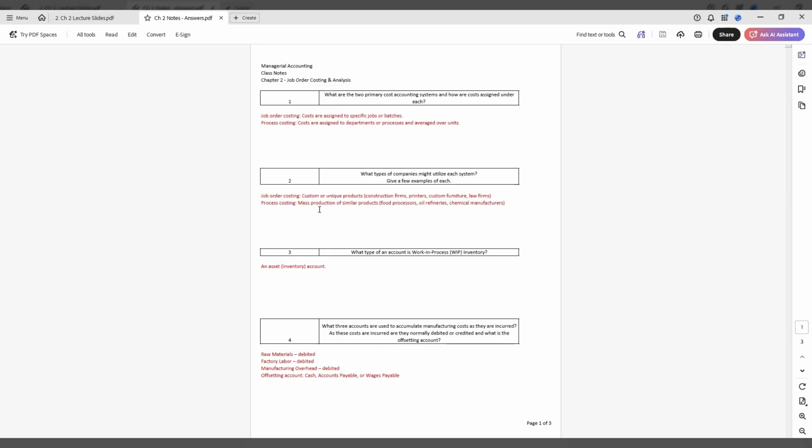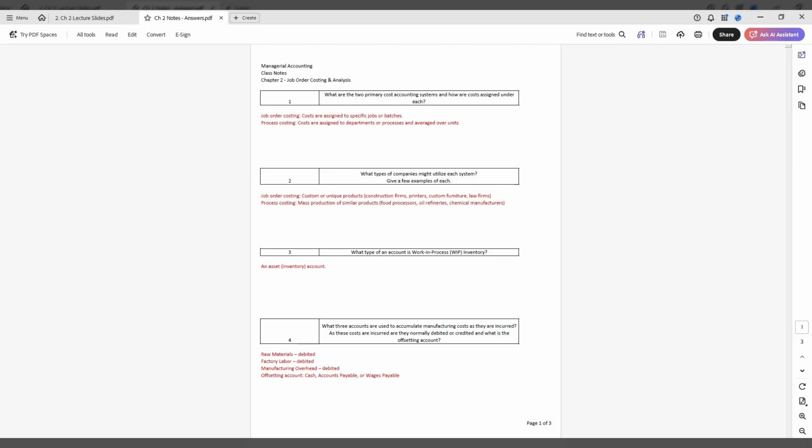Number 2 is kind of along that same line. What type of companies would utilize each system? And the best way, just like what we just explained there, is that job order costing will be for large, unique, high-cost items, not mass-produced, where we can directly trace the cost to the job. And then process costing is more so where you have those mass-produced similar products like food processors, oil refineries, chemical manufacturers, some examples.